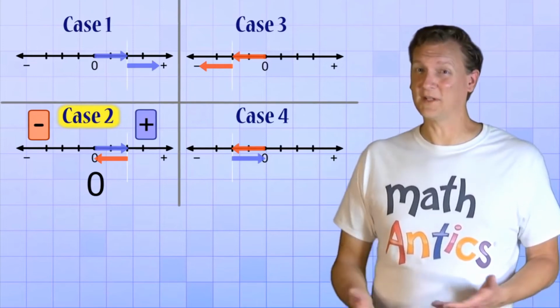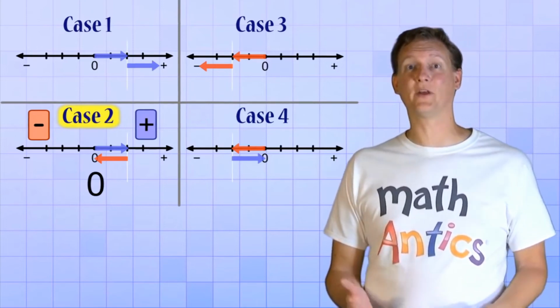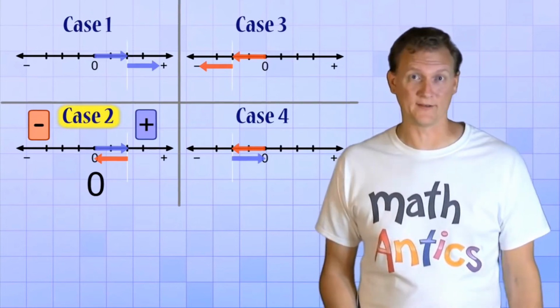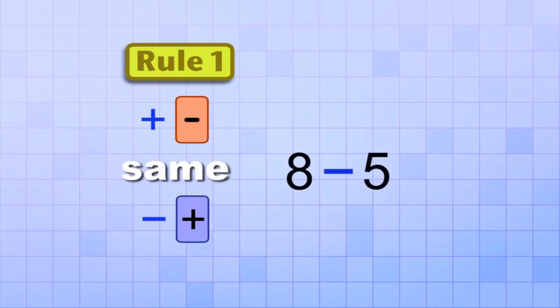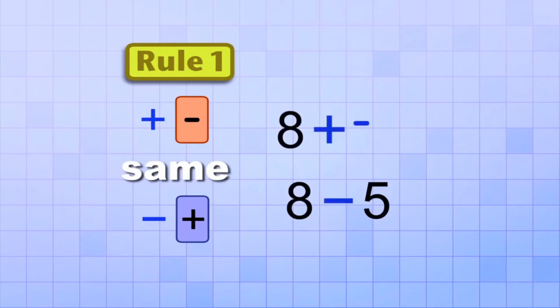And it's even more complicated than that because there's also another way this type of problem can be written, thanks to rule number 1. Rule number 1 says that adding a negative is really the same as subtracting a positive. And that means our original subtraction problem, 8 minus 5, could have been written like this instead: 8 plus negative 5. But either way it's written, you're starting with a positive and making it more negative.